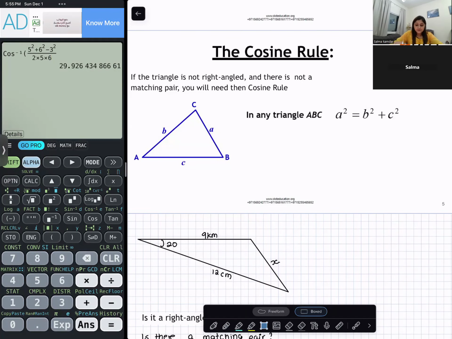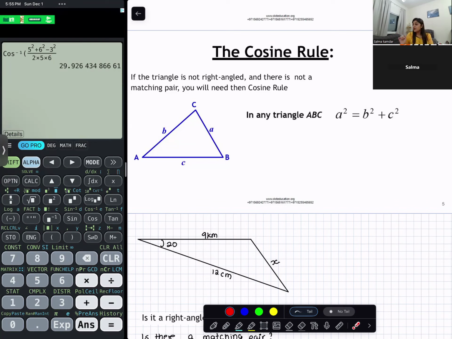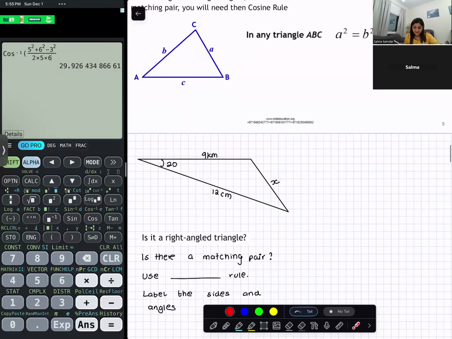So your cosine rule tells you that if you have a triangle and the triangle is not a right angle triangle and there are no pairs of sides that are matching, no matching sides, then you would need the cosine rule, which tells you that if you have your triangle ABC, your a square would be equal to b square plus c square. So this is what your cosine rule tells.